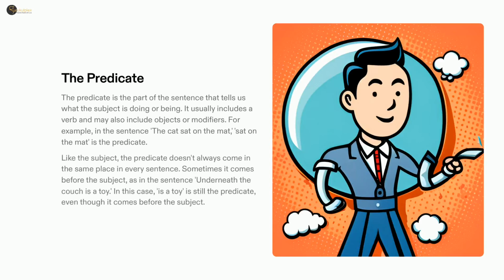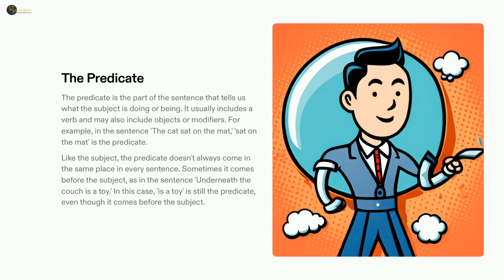The subject of the sentence is the noun or pronoun the sentence is talking about. For example, the subject in the sentence, "the cat sat on the mat," is cat. The predicate is the part of the sentence that explains what the subject is doing or being. It typically contains a verb and may include objects or modifiers. In the sentence, "the cat sat on the mat," the predicate is sat on the mat. It is not always in the same position.